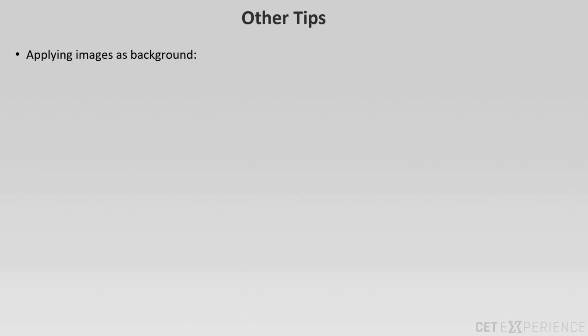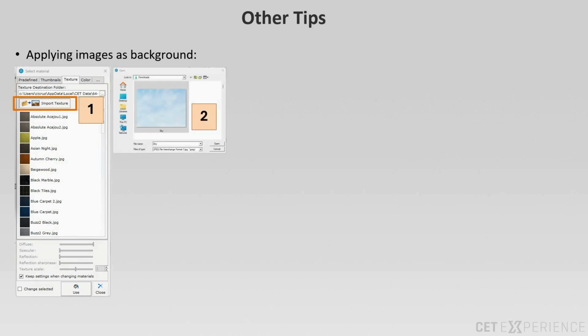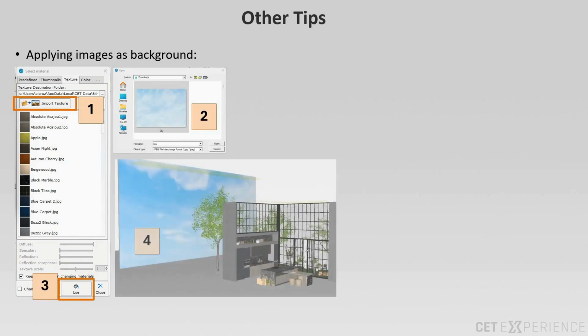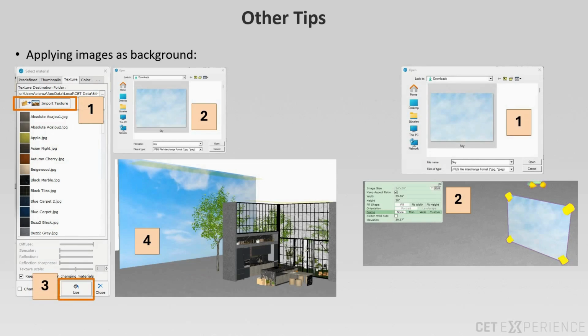So how do we apply images directly as background? One method is first, import the background image to materials. Afterwards, choose your saved file. Then third, click use and then apply on the wall outside the window where it can be seen. Another way is to click and drag the image file to your 3D view, then click edit on the green properties tab. Remove the frame and from here, you can adjust the size of the image to your liking.